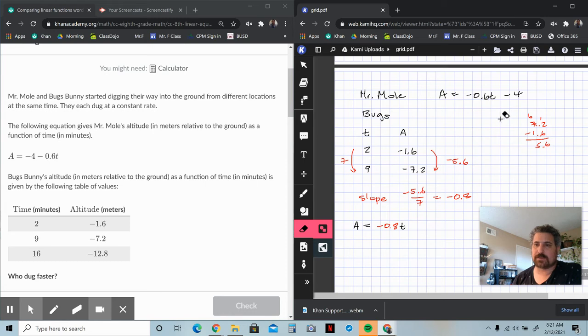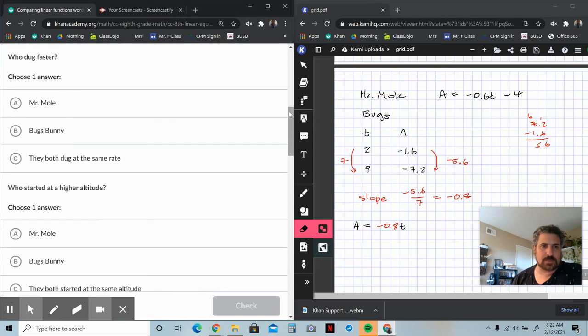And Mr. Mole starts 4 feet, 4, I don't know what units this is. 4 meters below the ground. So Mr. Mole starts at 4 meters below the ground and then digs from there. So now we can talk about it here. So it says here, who dug faster? So Bugs Bunny is digging at negative 0.8 and Mr. Mole is digging at negative 0.6.